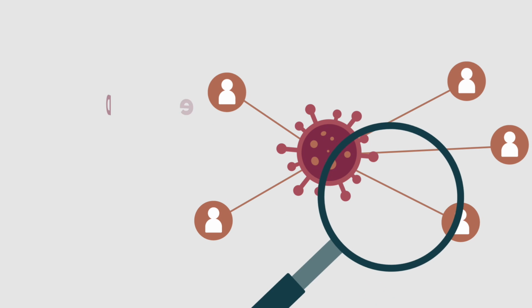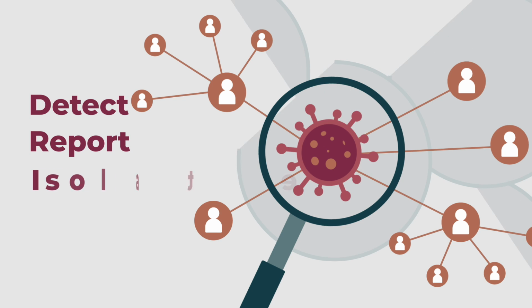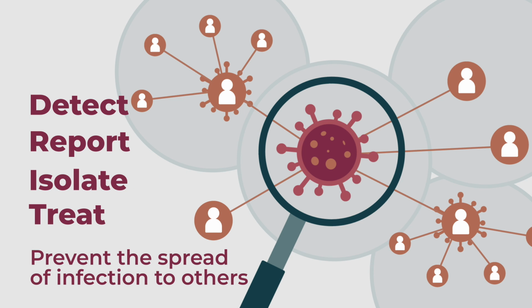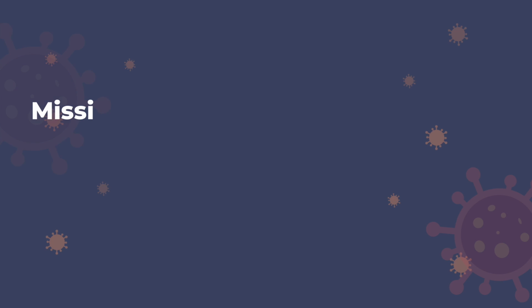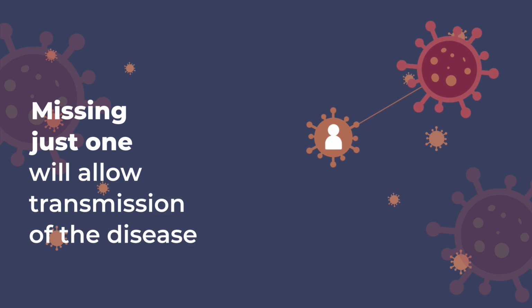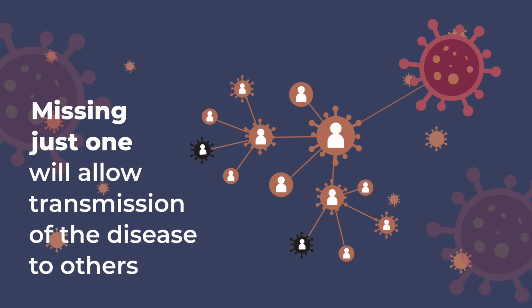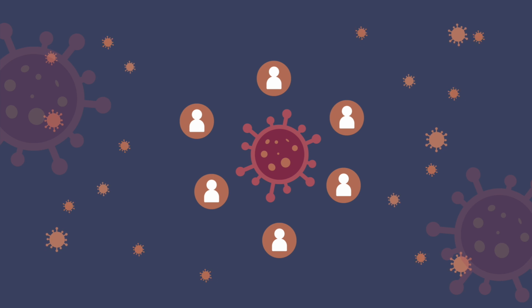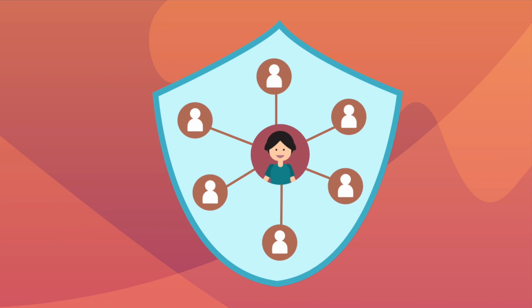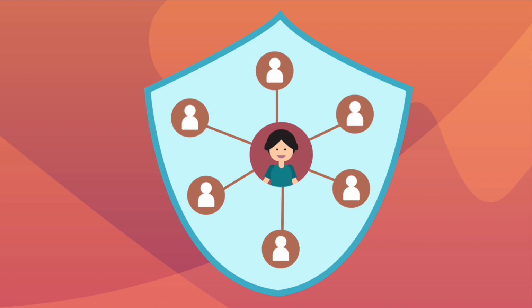Contact tracing aims to detect, report, isolate, and treat cases quickly to prevent the spread of infection to others. Missing even just 1 case from close contacts will allow transmission of the disease to others, resulting to more cases and lives lost. Contact tracing is an important public health intervention to effectively prevent large-scale community transmission.